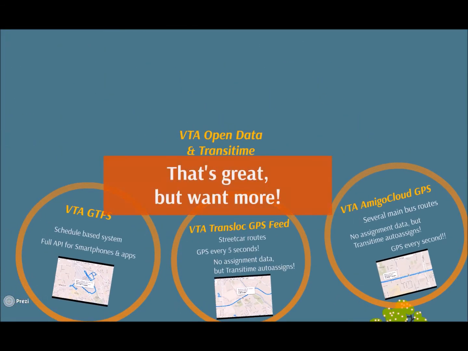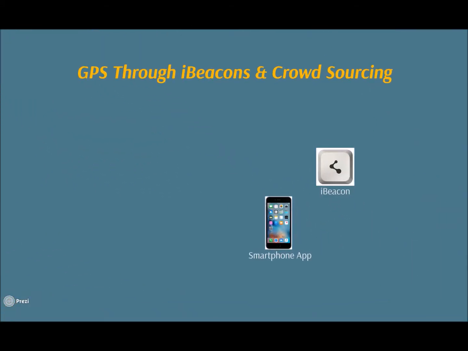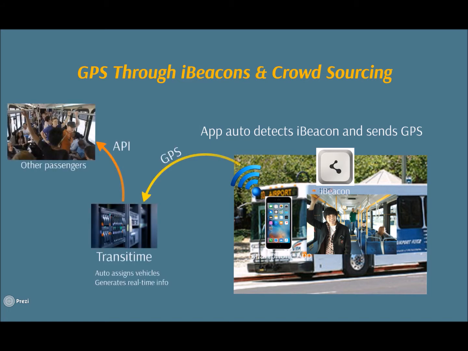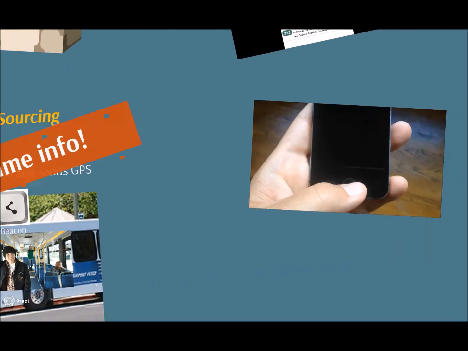So this is great, but we wanted to do even more. So we combined iBeacons with GPS and crowdsourcing. The idea is that when a smartphone detects that it's on the bus that has an iBeacon, it can automatically transmit the GPS information back to the Transitime system. And then the Transitime system makes the real-time information available to other passengers through the API. So now all routes can have real-time info through crowdsourcing and iBeacons.